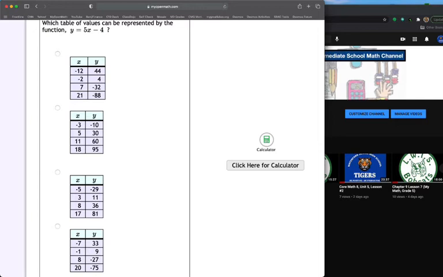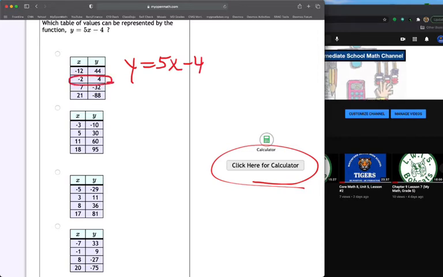I tend to go with the smaller values just simply because we're less likely to make a mistake, even though we do have a calculator here. So in the first one, I am going to use the input-output x, y value right there. Once again, simply because the values are smaller.